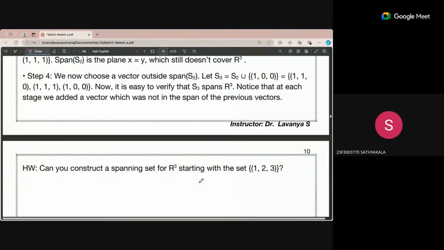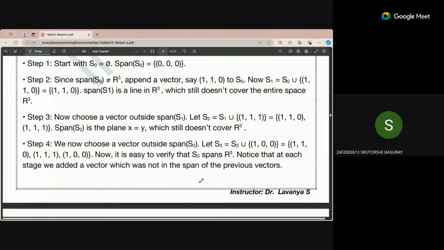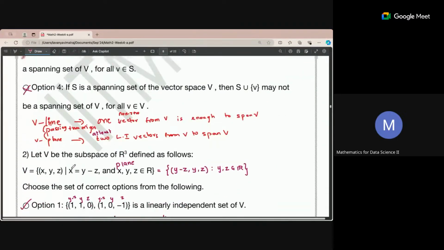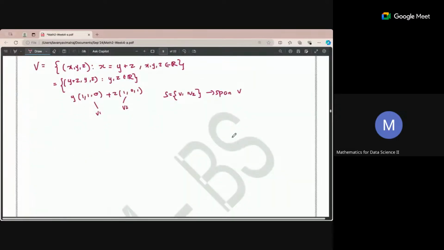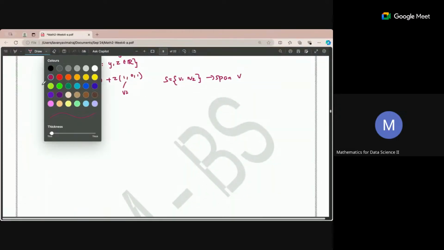Could you please explain step 3? Step 3, ma'am? Okay, so what happens in step 3? Just like what we have written here: if V is a line passing through the origin, then one non-zero vector is enough to span V. Similarly, if V is a plane, then you need at least two linearly independent vectors from V to span V. Now here, the same thing you can see.